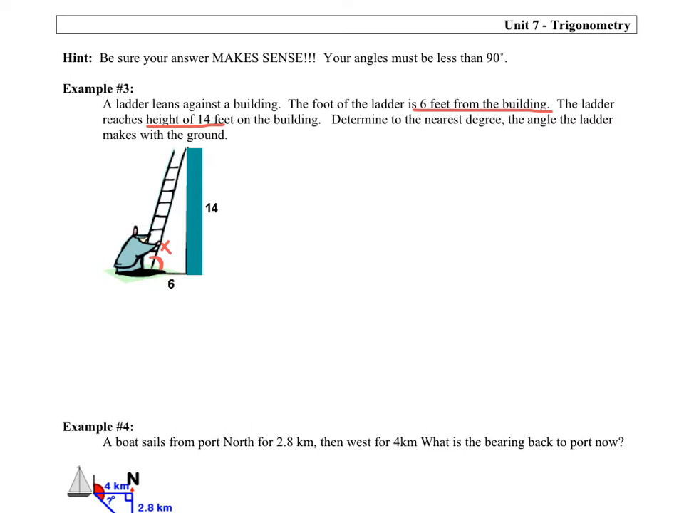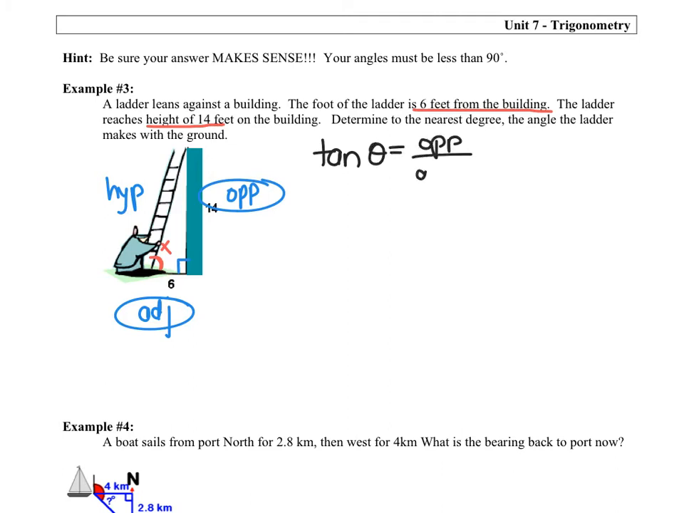So let's label. Opposite would be 14. I have a right angle here, so the ladder would be my hypotenuse. And then the ground is the adjacent. Opposite and adjacent, we're using tan again. So tan theta equals opposite over adjacent. I replace, so tan x equals that 14 over 16.